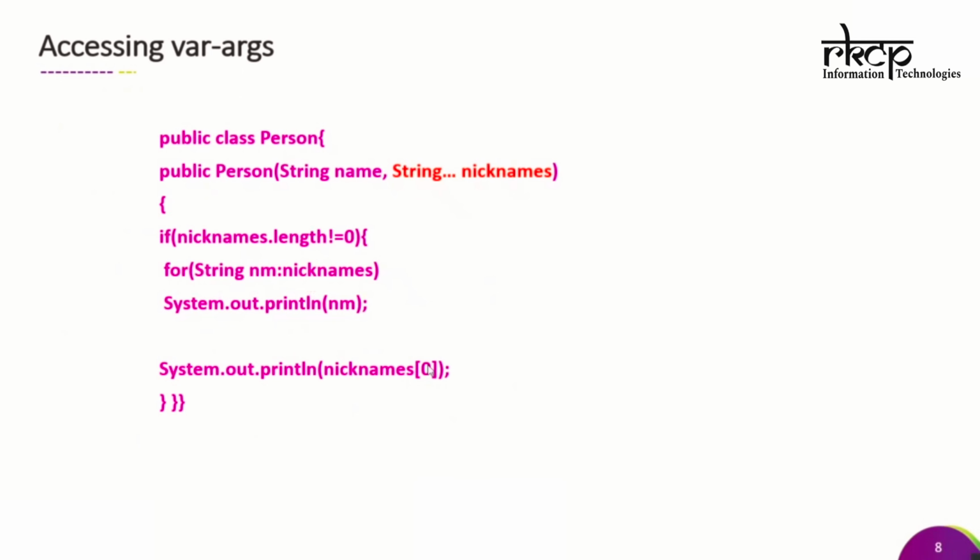Or you can print the nicknames this way also. If you don't want to run a for loop, you can print nickname 0, nickname 1, nickname 2, because this is a one-dimensional array. So I hope you are able to understand the array concept, how you will use an array inside your method with the help of varargs.